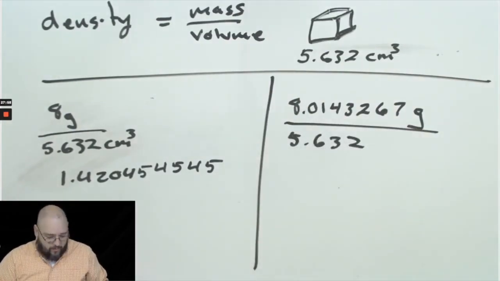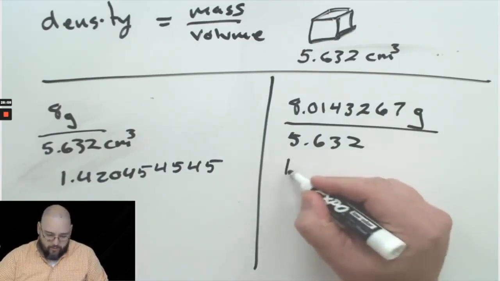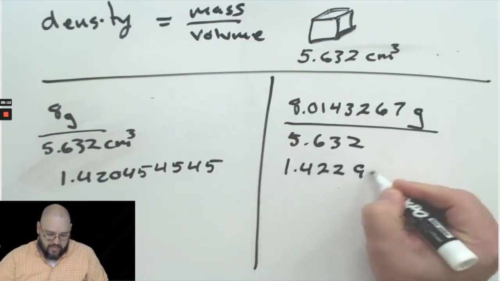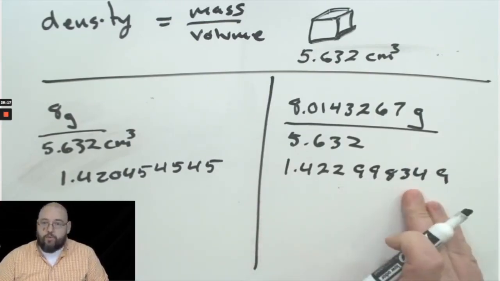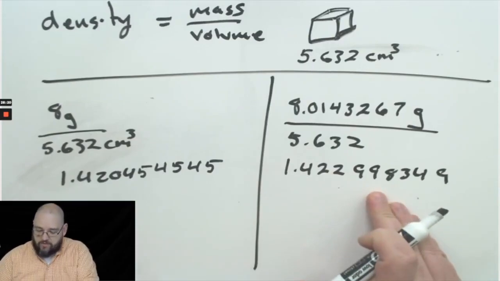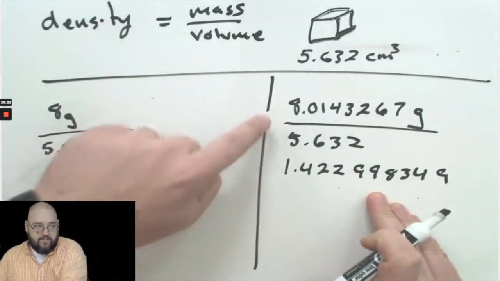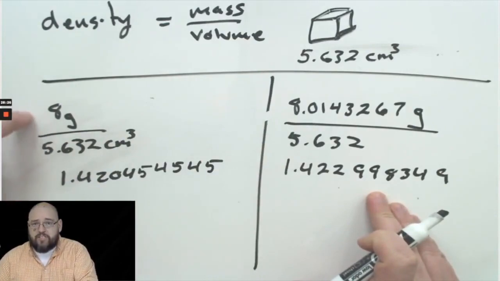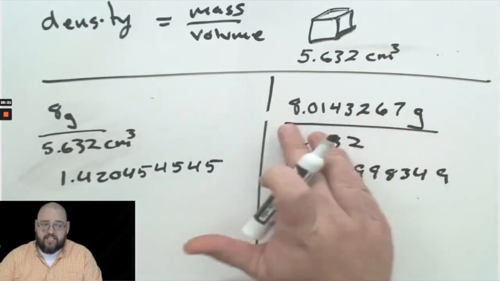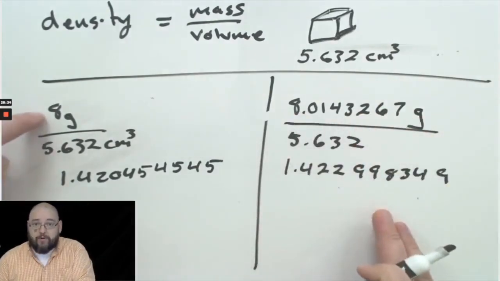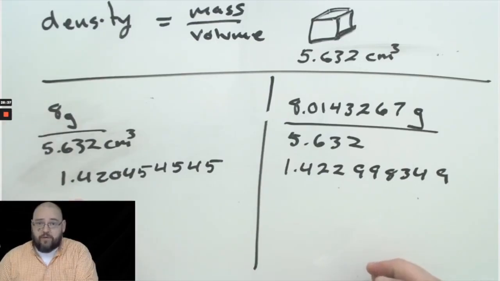Now, let's say it's the same measurement and I divide this side by 5.632. So now I have 8.0143267, and I'm going to divide that number by 5.632. This time I get 1.42299834. Now, this is much more reasonable to get a precision like this from these measurements than from those measurements, because this was a toy balance and this is a super precise balance. A super precise balance is going to give us a super precise answer. A not very precise measuring tool should not give us a very precise measurement.